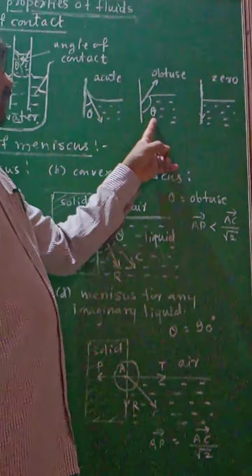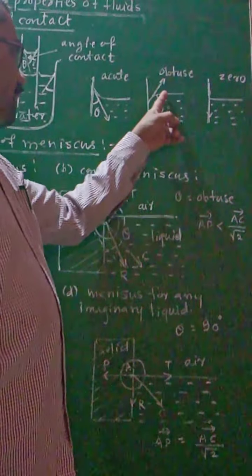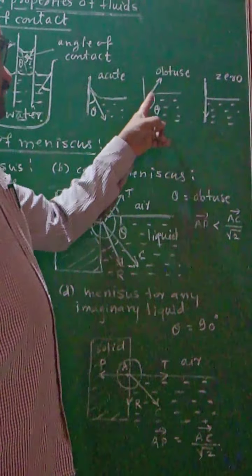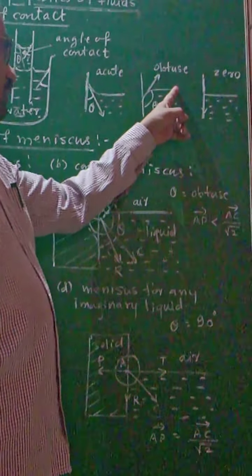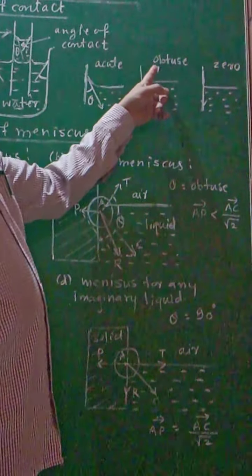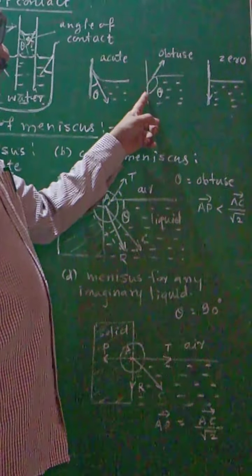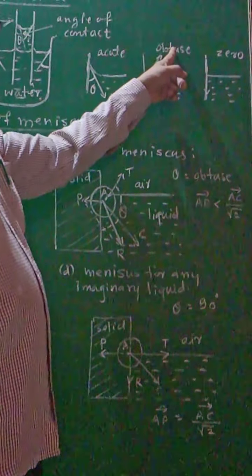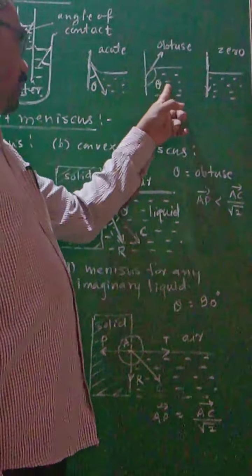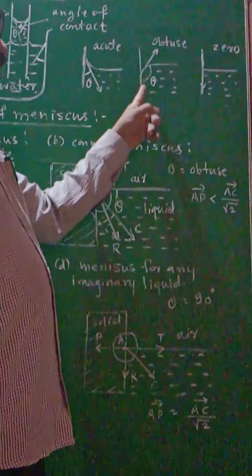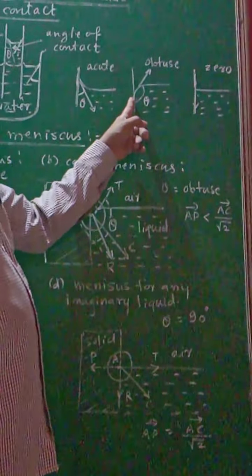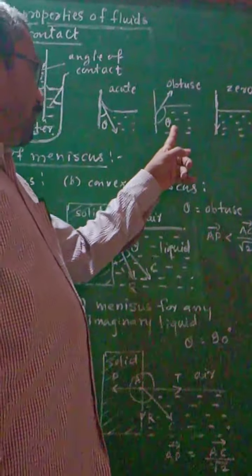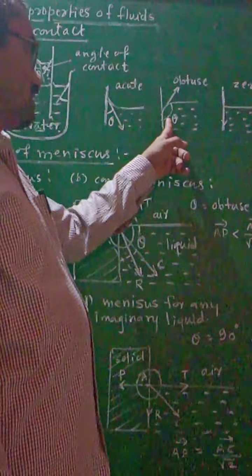In the second diagram, this is the liquid surface, this is the solid surface. Now liquid surface attains the convex meniscus here, and therefore when convex meniscus is obtained, the angle of contact theta will be here greater than 90 degree, that is obtuse angle. This will take place only when the liquid does not wet the given solid. Then example for this will be mercury in contact with glass.